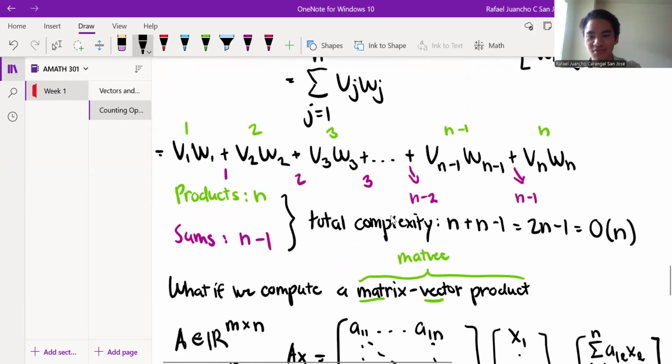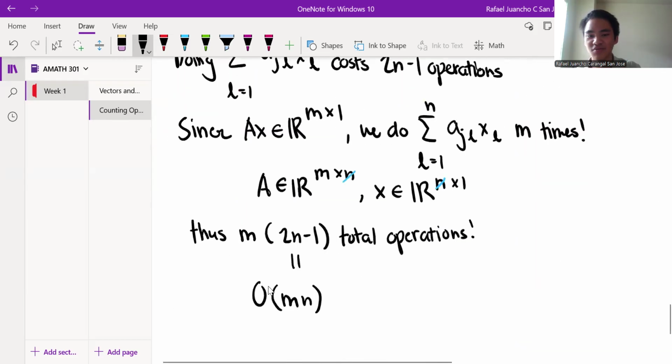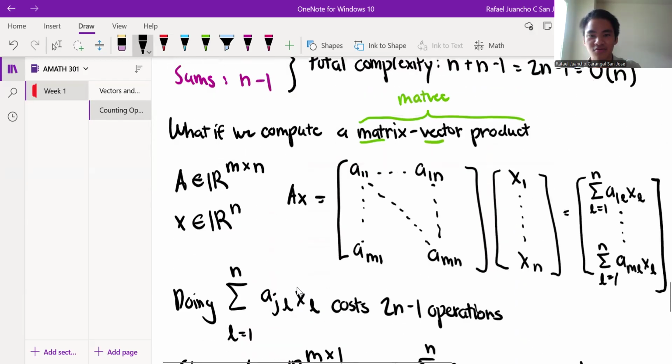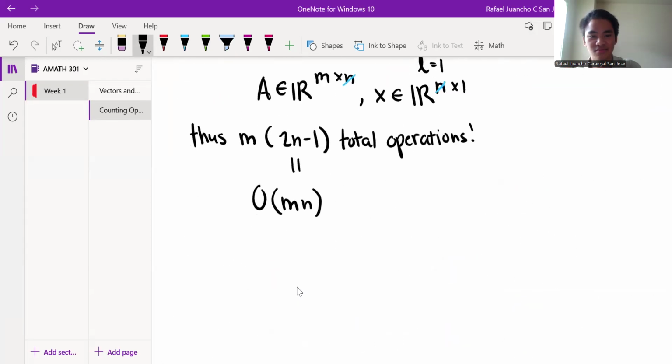Okay. So initially it was O of n, now it's O of m times n. Now, what if, so we did a vector times vector, then we did a matrix times vector. Now, what if we do matrix times matrix? So matrix, matrix, product.